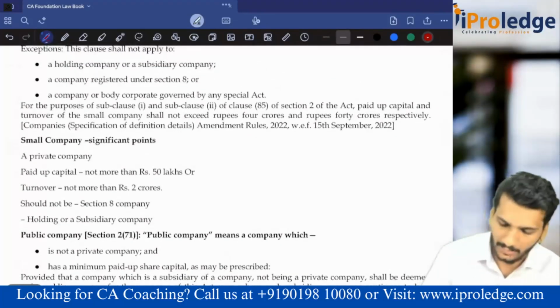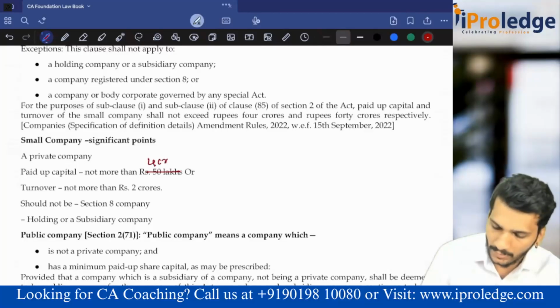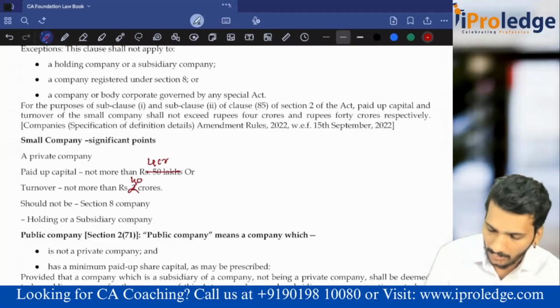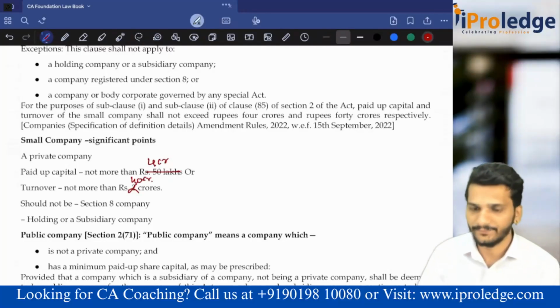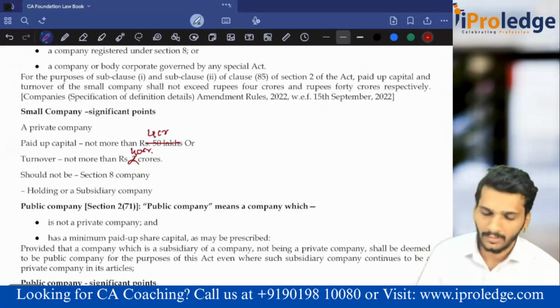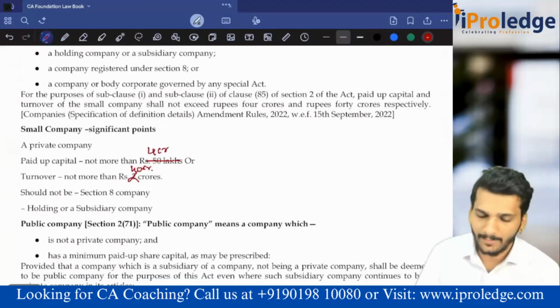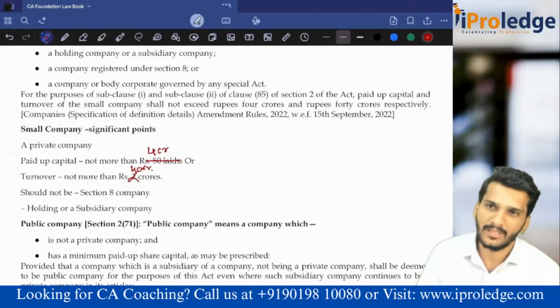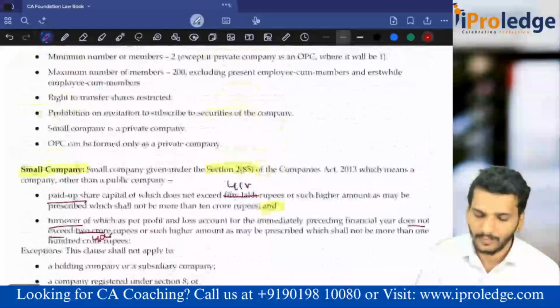It is not updated here. Paid up capital is not more than 4 crore, then turnover is not more than 40 crore. And it can't be a section 8 company. Small company can't be a section 8 company. This is about the small company.